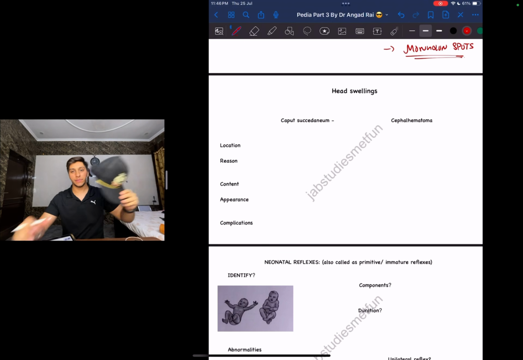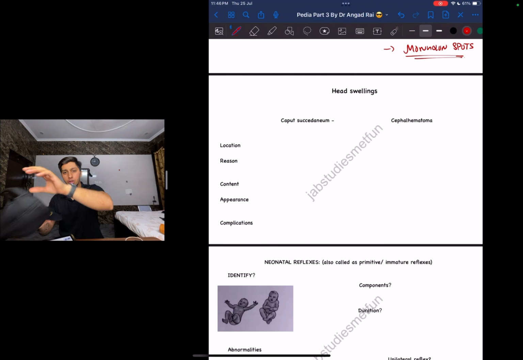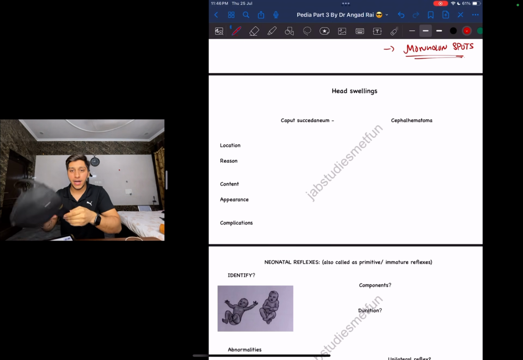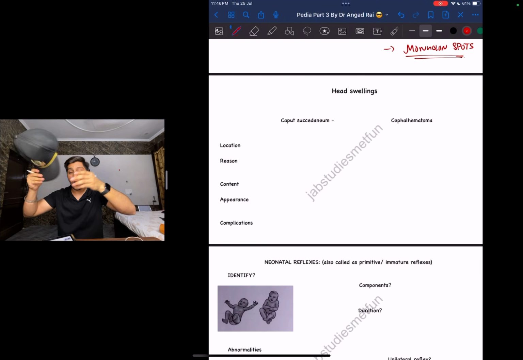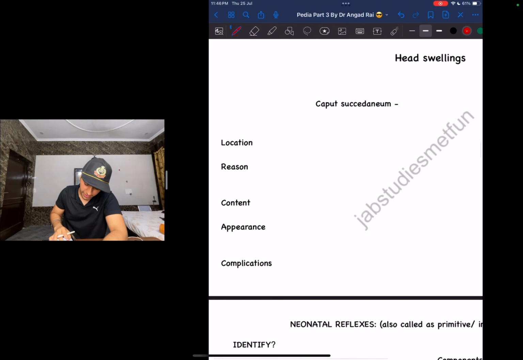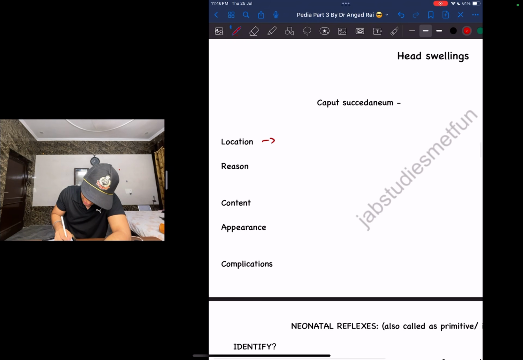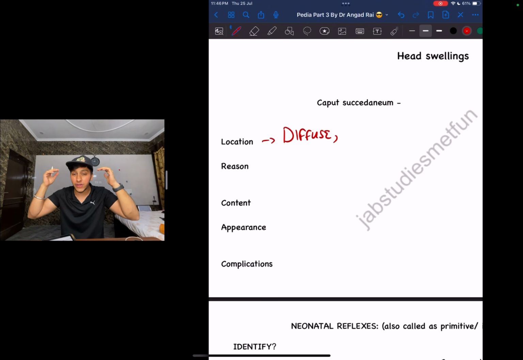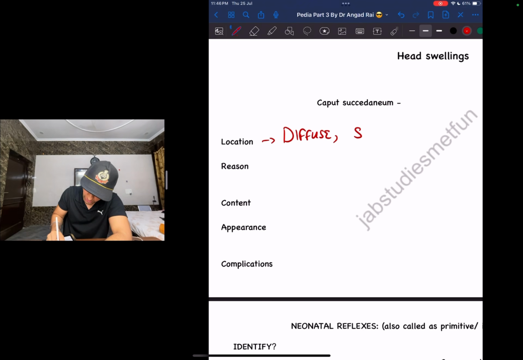Okay, see, I have a cap to explain. Look, whenever I wear a cap, I am going to wear it on my head. It is superficial, right? First thing is, it is superficial, and you see, am I wearing my cap like this or am I wearing my cap like this? It is completely covering my head. So this is diffuse. So how do you write this? First of all, location is going to be diffuse. And what did I say, guys? Superficial or deep? It is superficial, on the top, right?